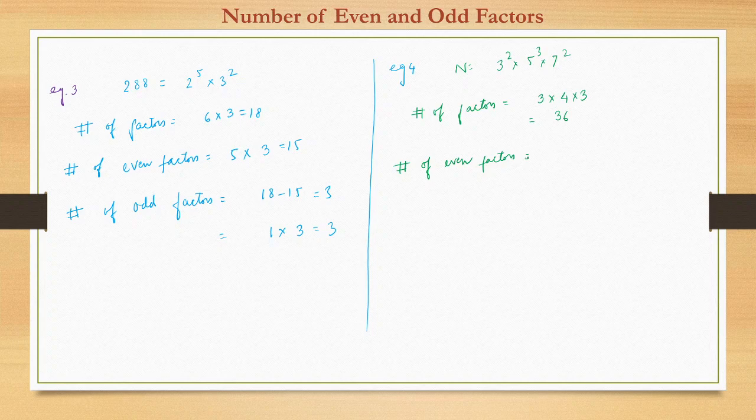What would be the number of even factors? What do we do for even factors? There has to be at least one power of 2, but do we have any 2 here in this? No, we do not have any 2, so it would be 0.